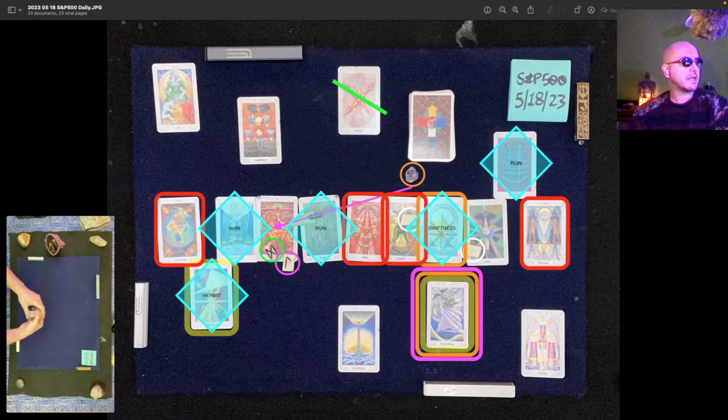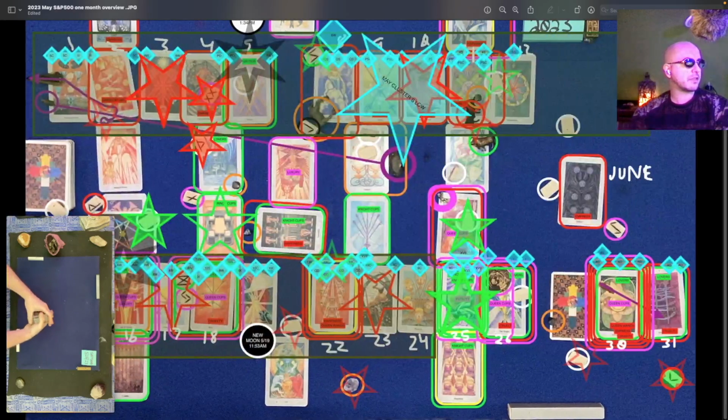The overall theme and behavior for the day is kind of a choppy day. When we look at the 1 month, we've got crossing back and forth energies between the 8 of Wands and the 10 of Swords. So we should see some back and forth kind of behavior going on.